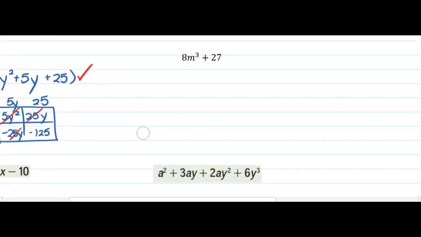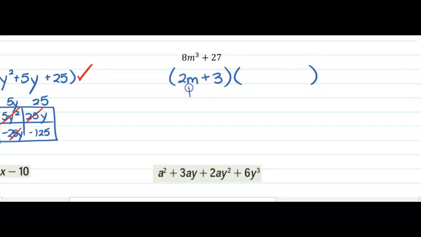Here we have a sum of perfect cubes. I know it's a perfect cube because m is cubed, 8 is a perfect cube, it's 2 times 2 times 2, 27 is a perfect cube, it's 3 times 3 times 3. I'm going to write the cube roots with the same sign.